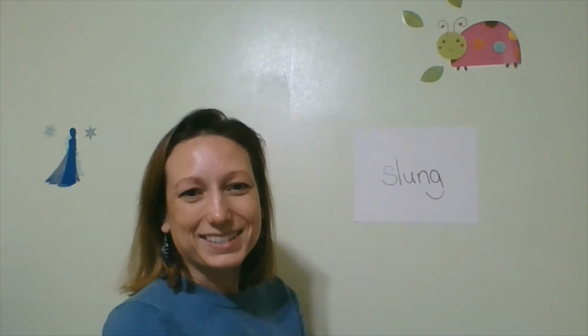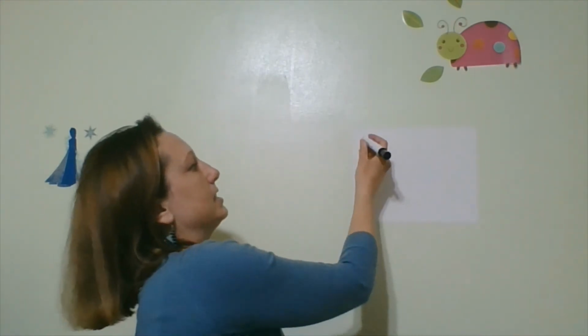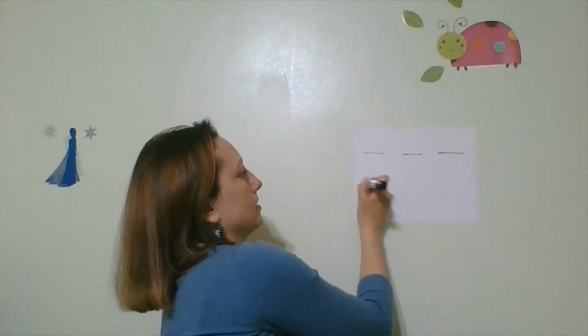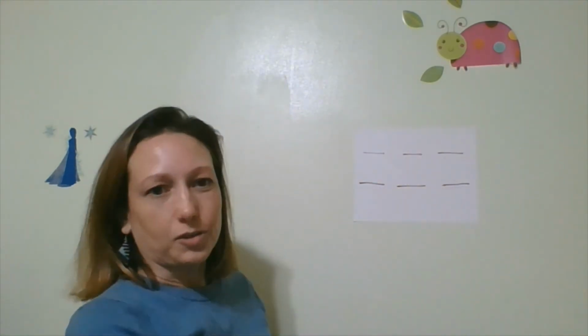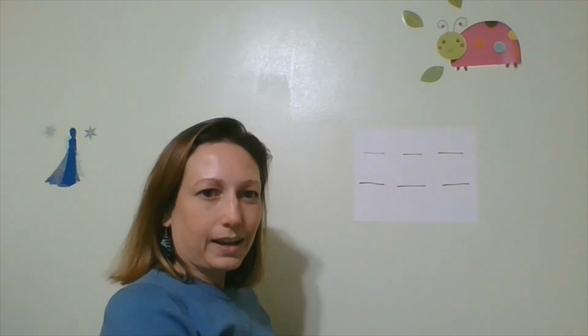Now, onto our sentence. This sentence has 6 words in it. So if you need to, draw 6 lines. Make sure your lines are big enough to write a word on. And then put your pencil down and look up here. Our sentence is, take a small hunk of rock. Say that with me. Take a small hunk of rock.